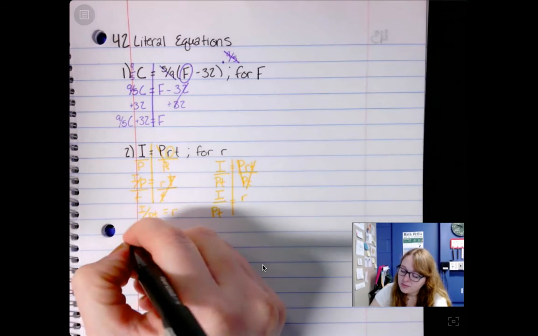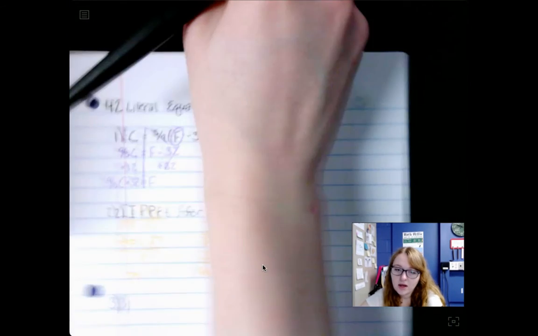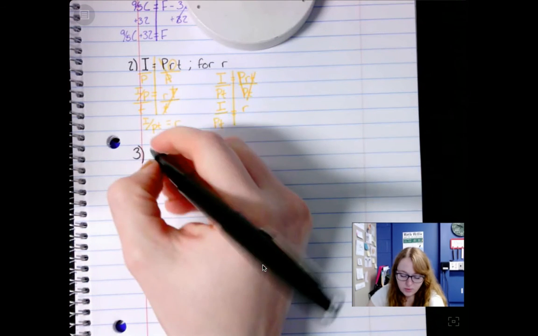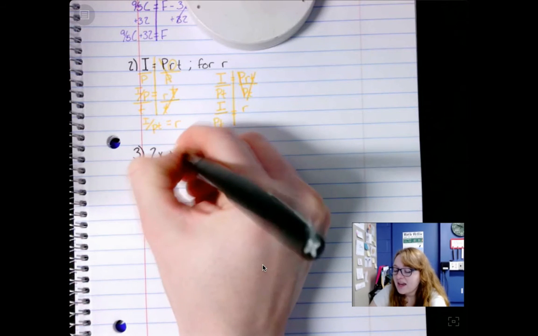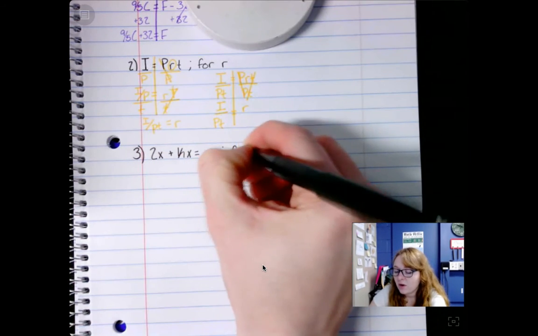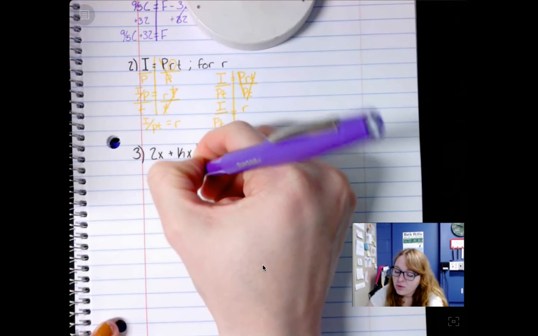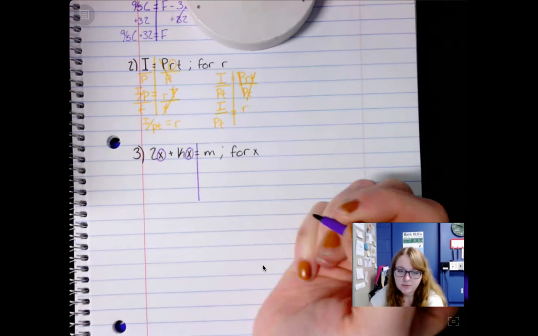Number 3. We have 2 times x plus k times x equals m, and we are solving for x. Now this is something we haven't seen before. Our variable is in 2 places. So we're going to draw a line through our equal sign, and we're going to circle our x both times.